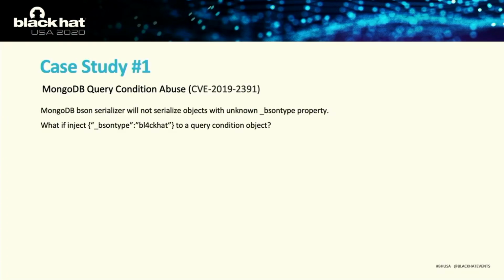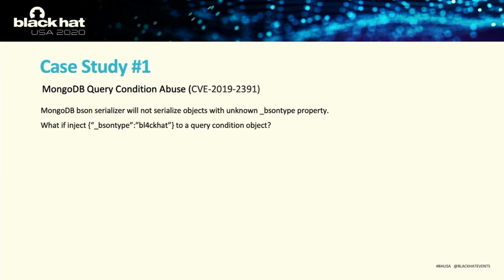So the first case comes from the MongoDB official driver. We found that we can tamper with an internal state named BSON type. The background here is that MongoDB leverages this BSON type to indicate the data type of the query object. However, when serializing the query object, MongoDB will ignore the object with an unknown BSON type.